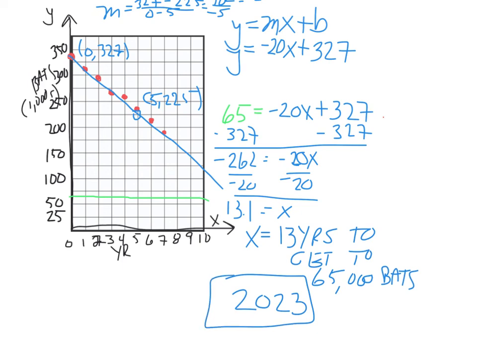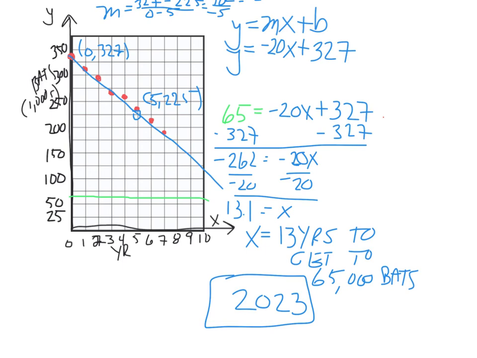Now, does that mean that's going to happen? No. It could be that the bat population goes up, and it could drop dramatically for lots of different reasons. We're using this to predict. So that's what a line of fit is. We try to use it to help predict future events based on data that we have so far.